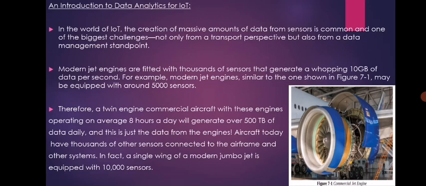Modern jet engines are fitted with thousands of sensors that generate a whopping 10 GB of data per second. Just imagine, thousands of sensors fitted to one engine. You can observe a commercial jet engine in the picture at the bottom right corner. For example, a modern jet engine similar to the one shown in figure 7.1 may be equipped with around 5,000 sensors. Just imagine 5,000 sensors. Here we may expect 50 GB of information per second. You may ask why we need to go for 5,000 sensors for this jet engine.